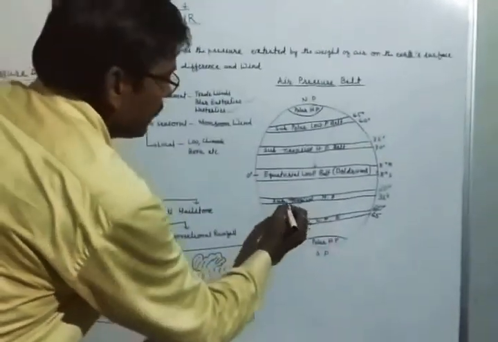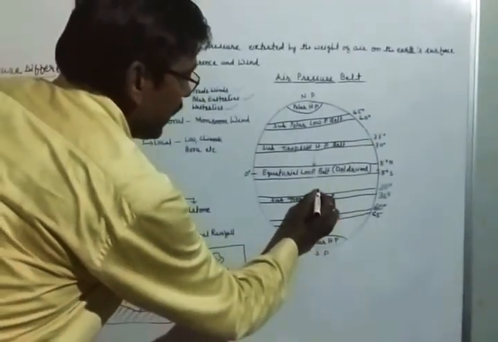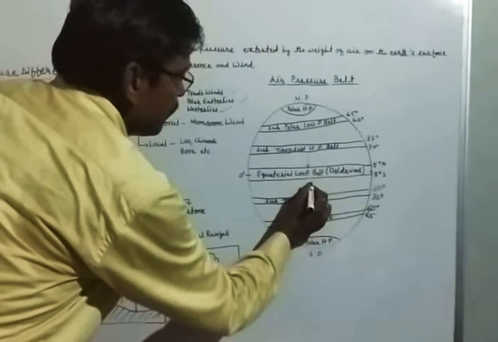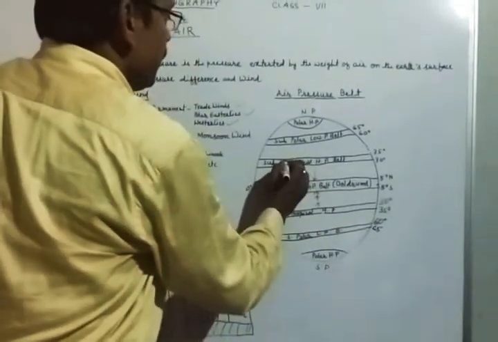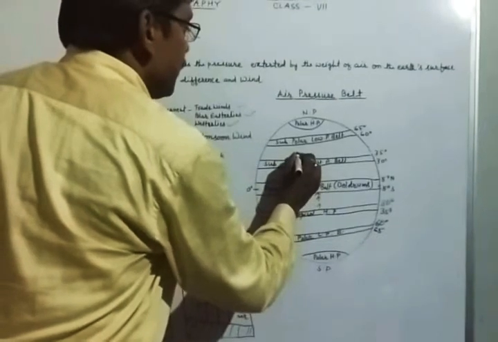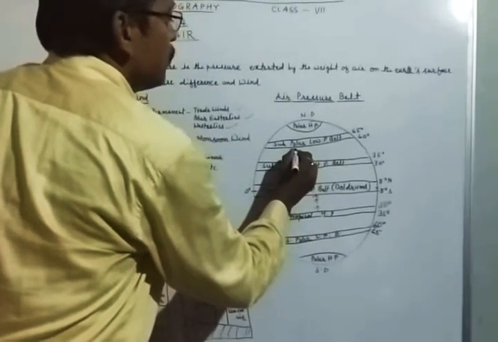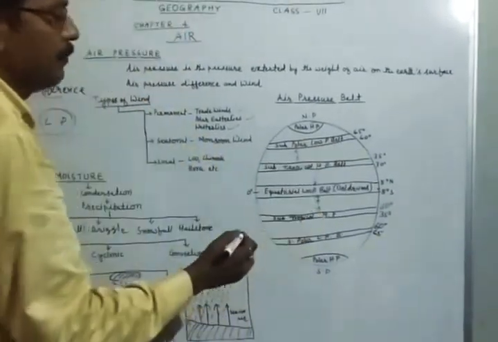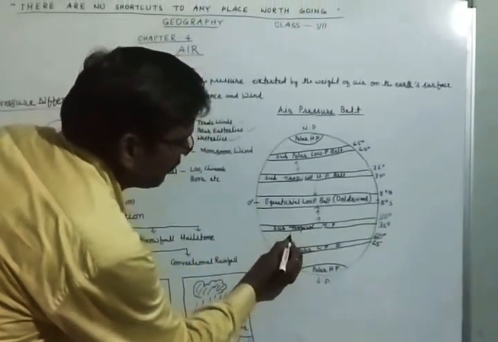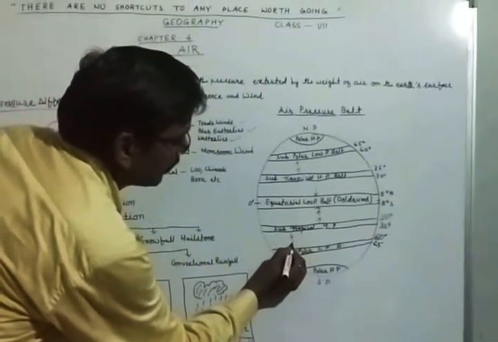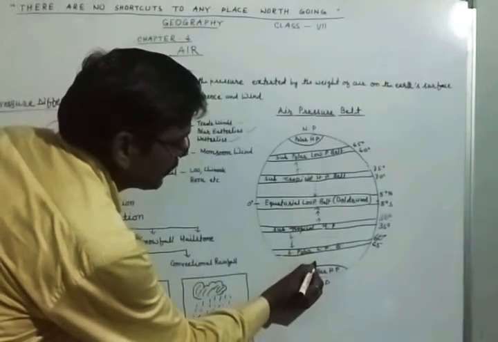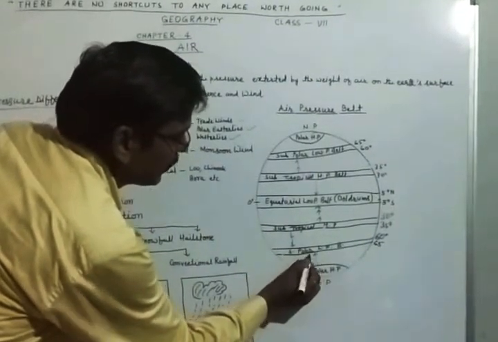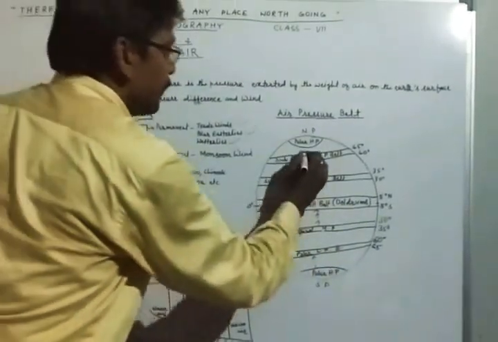The air of the subtropical region where there is high pressure starts blowing towards the equatorial low pressure area. Similarly, from the subtropical high pressure area, the wind starts blowing towards the subpolar low pressure belt. Similarly, in the southern hemisphere, the wind starts blowing towards the low pressure area, and from the poles, the wind starts blowing toward the subpolar low pressure area.